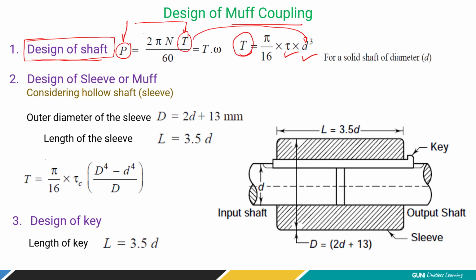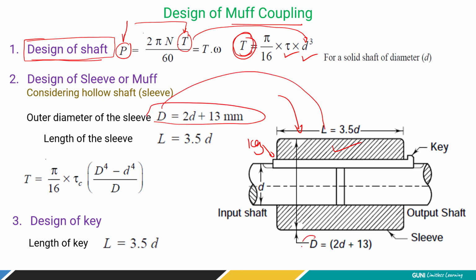The same torque is also passing through the key and the coupling. So for the same T value, that is the torque value, we have to design the muff coupling. Now, the simple thing about the muff coupling is that its dimensions are taken in proportion to the shaft diameter. The outside diameter, that is capital D, is taken as 2 times the shaft diameter plus 13.